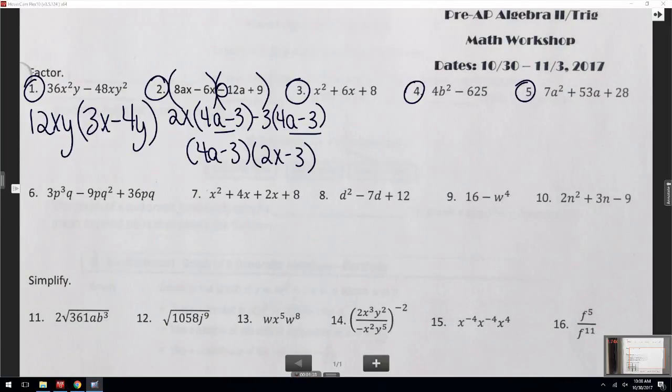You could FOIL it, right? Now look, you may get them in different orders, but remember we've done one when they're in different orders. You just move them around, okay?